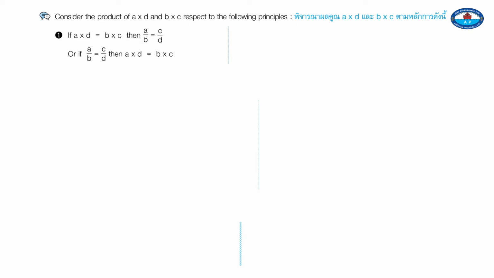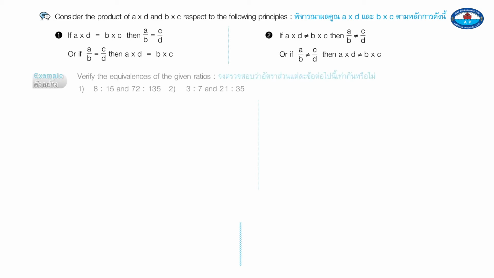1. If A times D equals B times C, then A over B equals C over D. Or if A over B equals C over D, then A times D equals B times C. 2. If A times D does not equal B times C, then A over B does not equal C over D. Or if A over B does not equal C over D, then A times D does not equal B times C. Example, verify the equivalences of the given ratios.